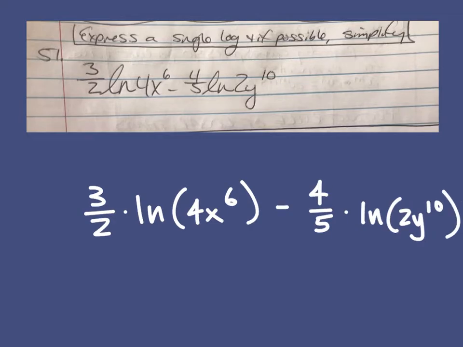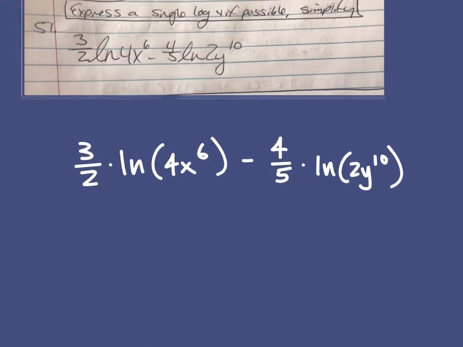This one's tricky because you have these expressions inside. You have 4x to the 6th on the inside, and you're multiplying that. Now, when I see this, you're only raising the x to the 6th power, and here you're only raising y to the 10th power. We can look at this a couple different ways.